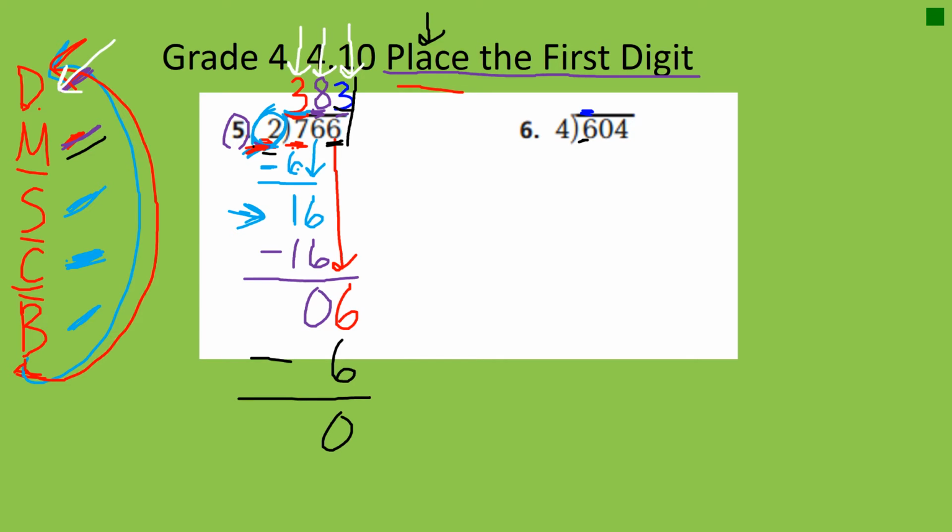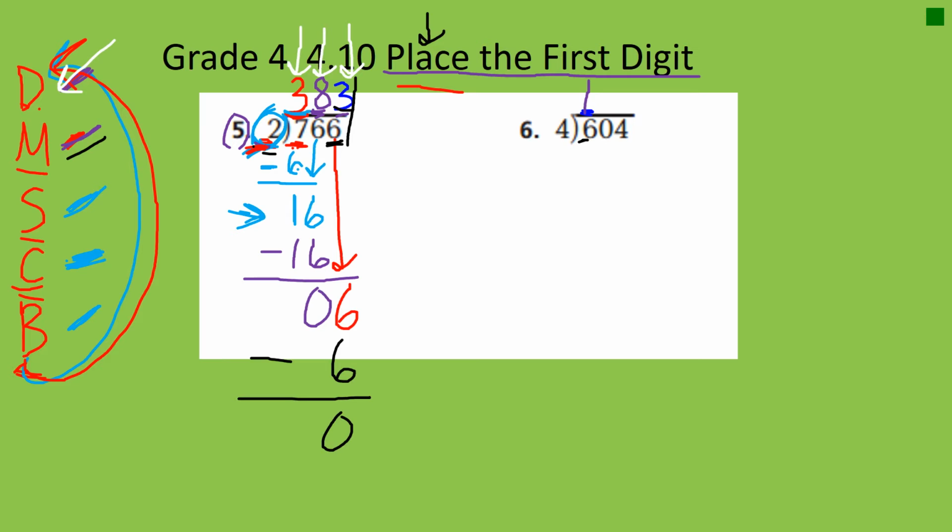Ding, ding, ding. D for divide. Can 4 go into 6? Well, you might think to yourself, no. 4 times 1 is 4. 4 times 2 is 8. No. It doesn't have to be compatible. They just want to know if you have 6 hundreds, can you give 100 to 4 people? Sure you can. Each person will get 1. Okay, so can 4 go into 6? Sure, 1 time. So that's the D division.